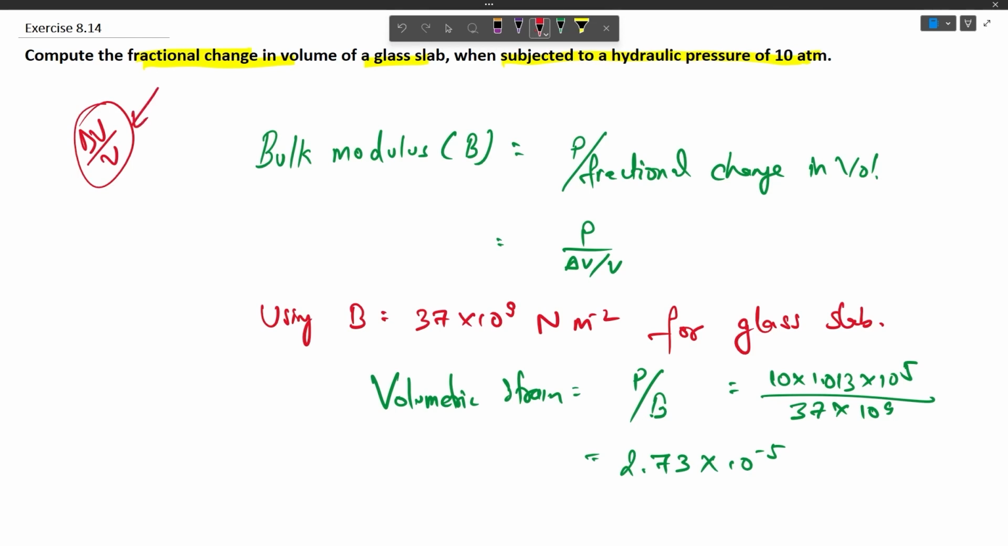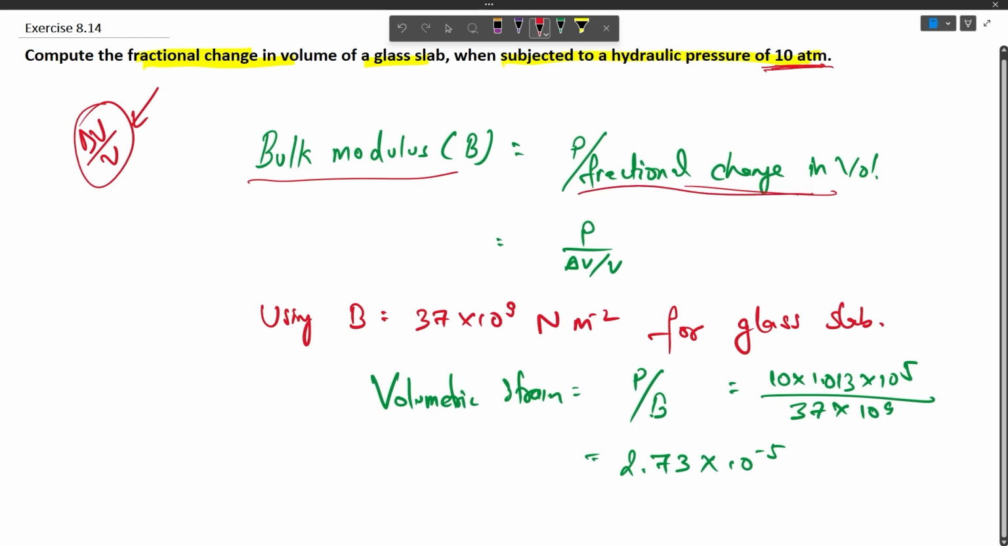The other thing is that if we convert 10 atmospheric pressure into SI unit, then 1 atmospheric pressure is equal to 1.013 into 10 to the power 5 Pascal. So 10 atmospheric pressure would be 10 into 1.013 into 10 to the power 5 Pascal. Here we have to talk about bulk modulus because the volume is contracted. Bulk modulus is defined as the applied pressure over the fractional change in volume.